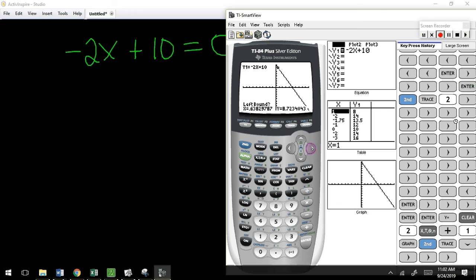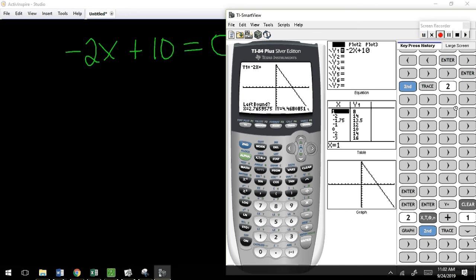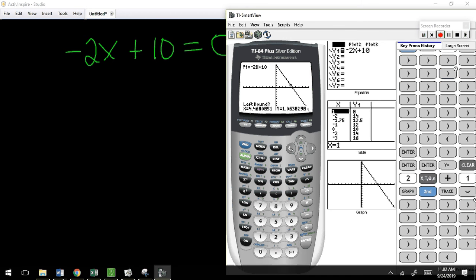Oh, second trace, I'm sorry. I'm coming right about there, left bound, click left 2 or 3 clicks. Notice I'm on the positive part of the function, right? Hit enter. Now I need to make sure I'm on the negative part of the function for my right bound. I'm clearly in negative territory, right? I've crossed over to the other side.